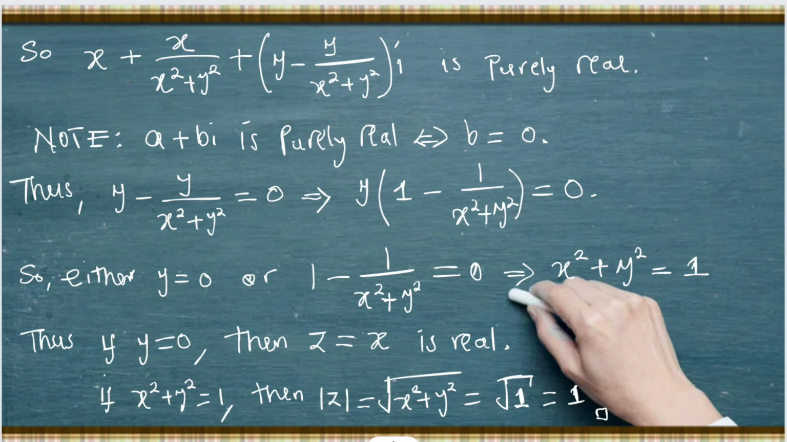Hence, we have proved that under the given condition, either z is real or the magnitude of z is equal to 1.